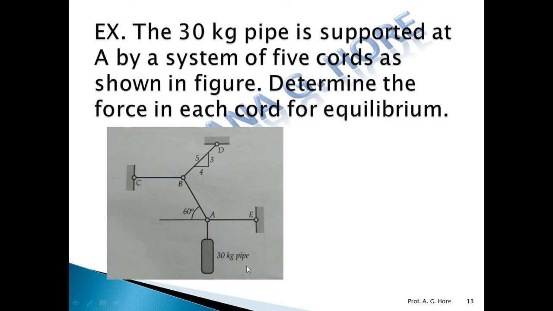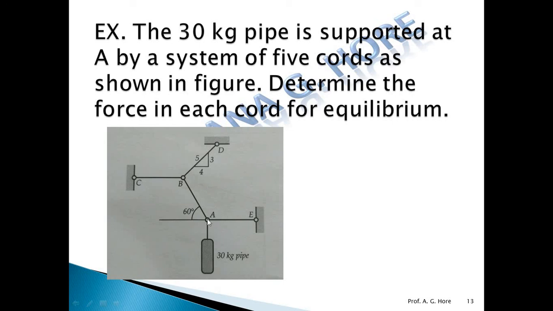Because of this mass, the force is developed in this cord by this arrangement. If we consider point A and point B and draw the FBD of point A and point B, because of this mass or this weight, tensions are developed in these cords. We want to find out the tension in the cords AE, AB, BD and BC.